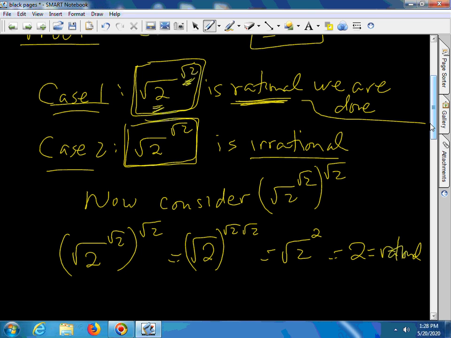Okay, now, because we're assuming that this here is rational. Alternatively, this may be irrational. So I took this irrational number, square root of 2 raised to the square root of 2, and I raise it to an irrational number, and I do get back rational.